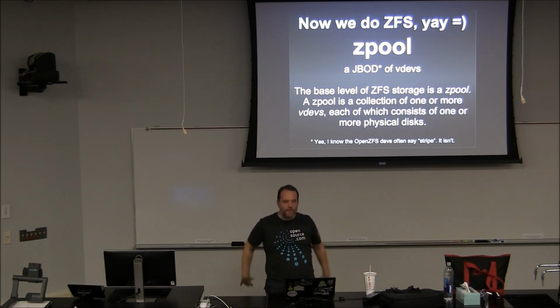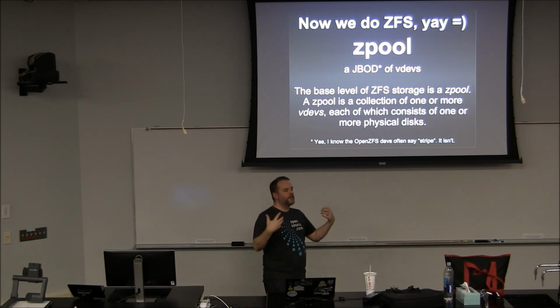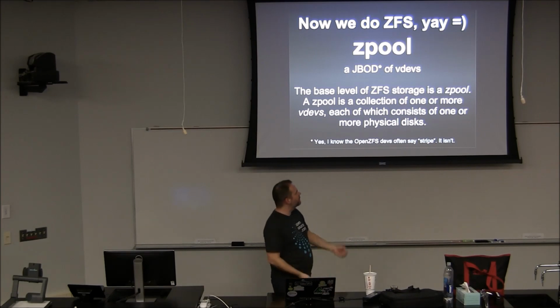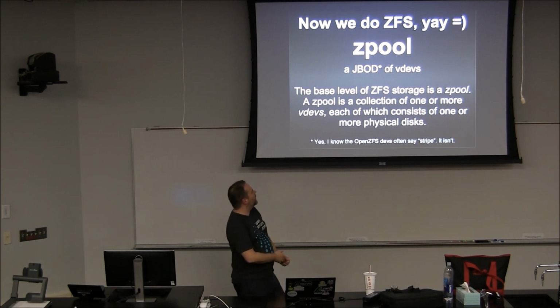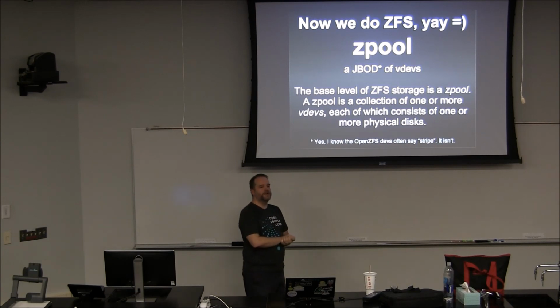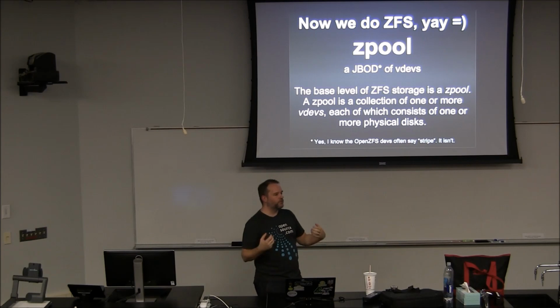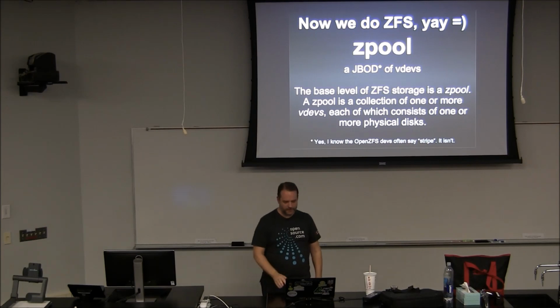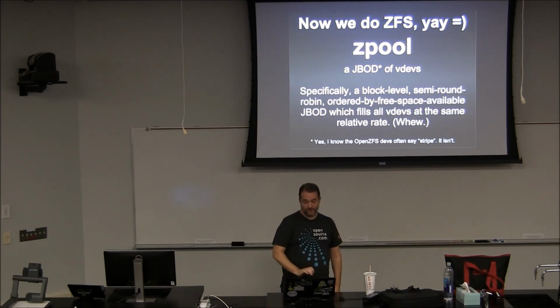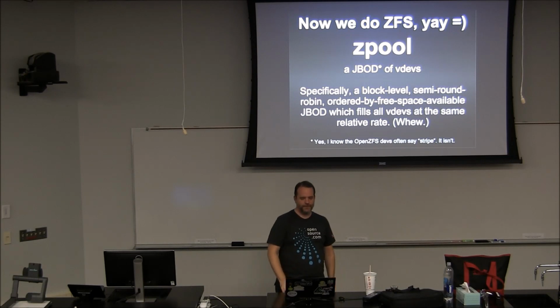Anyway, all this crap is why you should use ZFS. Now let's talk about how the storage actually works. The base unit is a Z-pool. A Z-pool is a JBOD of VDEVs. The VDEVs each consist of one or more physical disks. A VDEV is a lot like those classic RAID array types that we just went through in the first half hour or so. Make that the first hour or so, because this is taking a while.